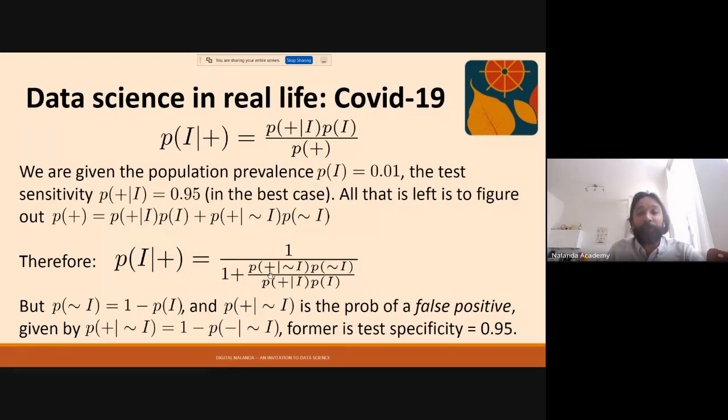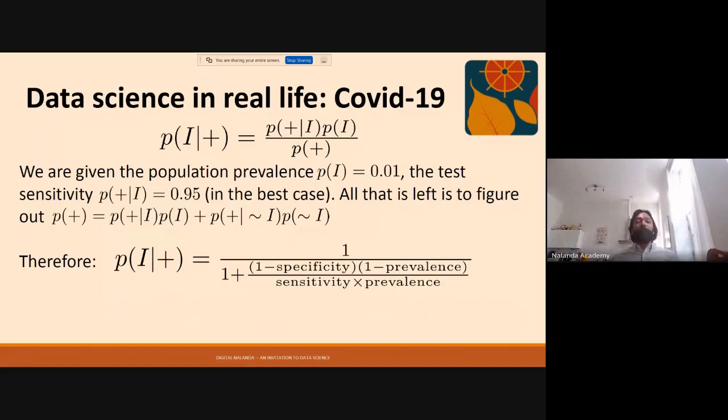So we're just left to figure out this factor, which is the probability that you test positive given that you're not infected, which is the probability of a false positive. The probability of a false positive is given by 1 minus the probability that you test negative given that you're not infected, and this is the test specificity. So we know that this number is 0.95. After all of that, all of this just follows from definitions. I've done nothing other than manipulate some elementary definitions. So finally, we can calculate now.